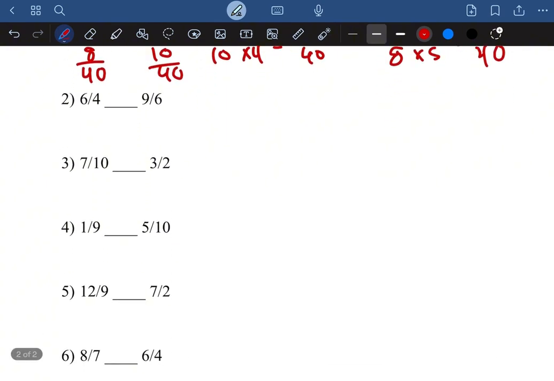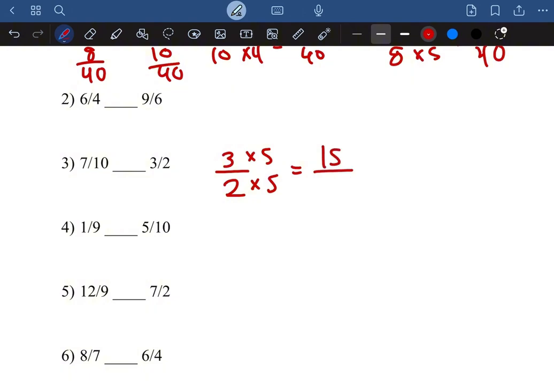Moving on to number 3. So again, we have to find a common denominator, which is 10 for number 3. So since this one already has a denominator of 10, we're going to leave it alone. But for 3 over 2, we have to make the denominator a 10. In order to get a denominator of 10 for this fraction, we have to multiply both the top and bottom by 5. 3 times 5 is 15, and 5 times 2 is 10. We're going to write the equivalent fraction below. So 7 over 10 is less than 15 over 10.